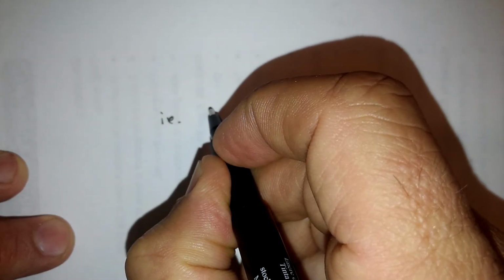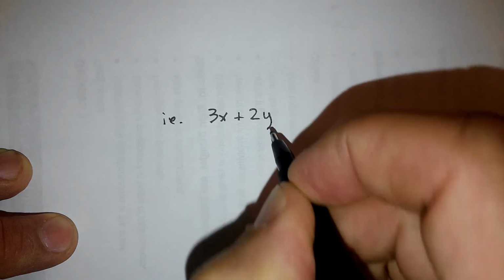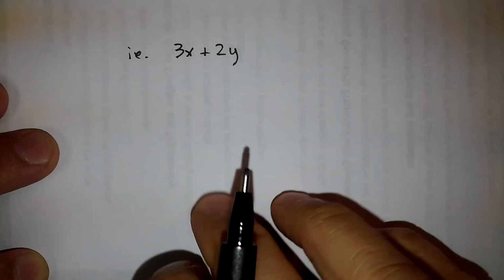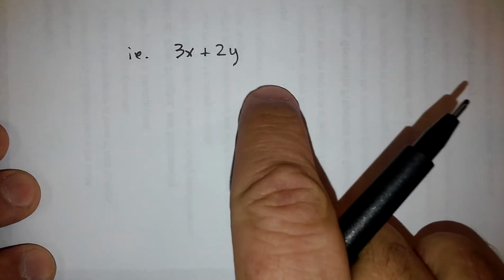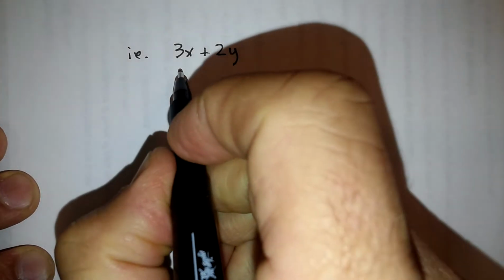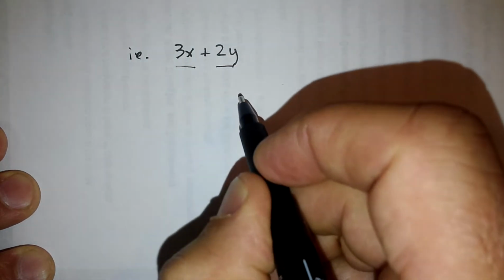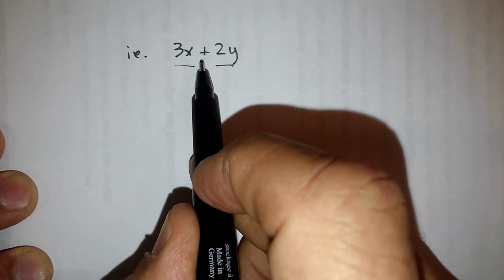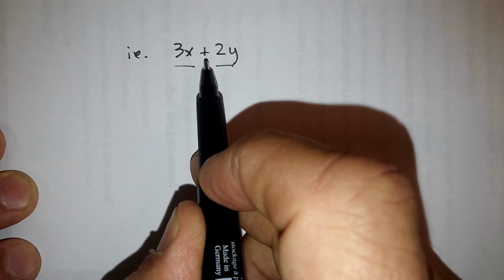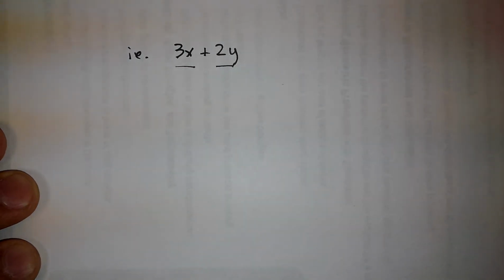So let's say I have something like this. Let's say I have, again, let's just go with 3x plus 2y. Okay, now that is also a polynomial. This is many terms. Now you'll notice that this is made up of two different terms. It's made up of the 3x and it's made up of the 2y. And you'll notice what separates them. It's an addition. Okay? So let's go back to the definition about polynomials.